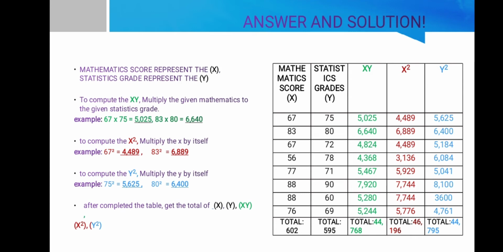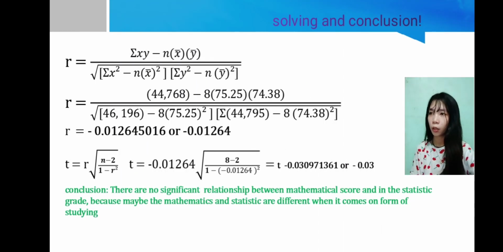The total of X equals 602. The total of Y, 595. The total of XY, 44,768. The total of X squared, 46,196. The total of Y squared, 44,795. To determine the relationship between mathematical score and statistics grade, compute the R first.